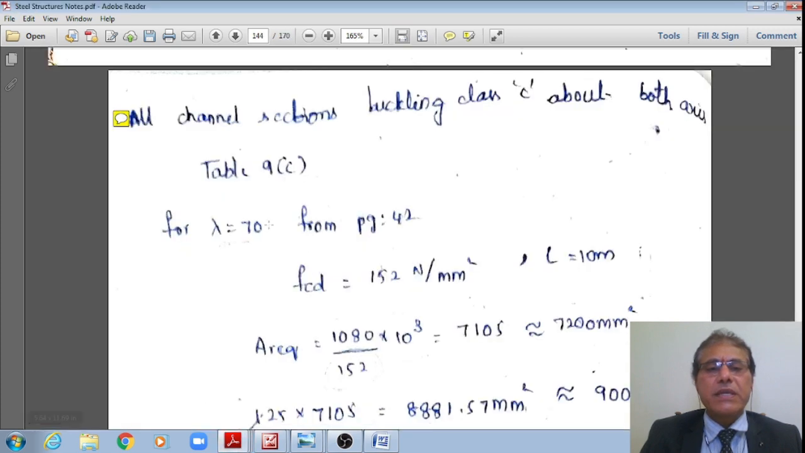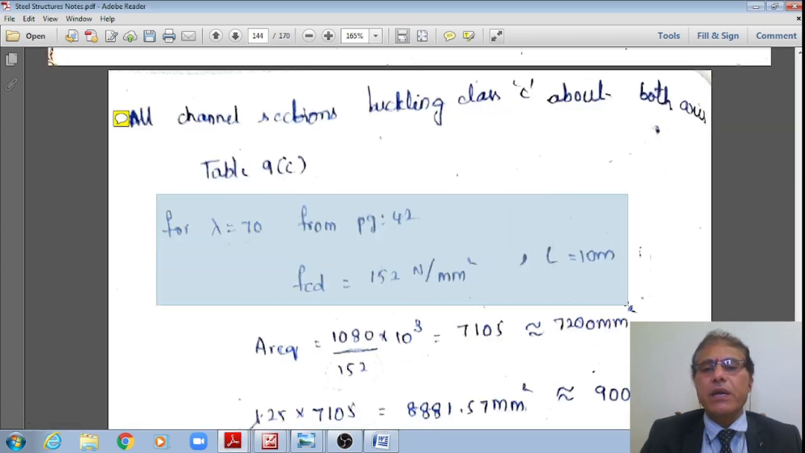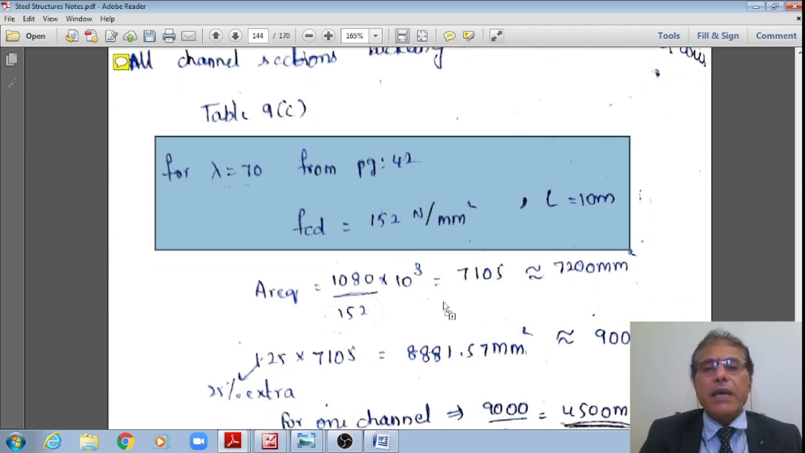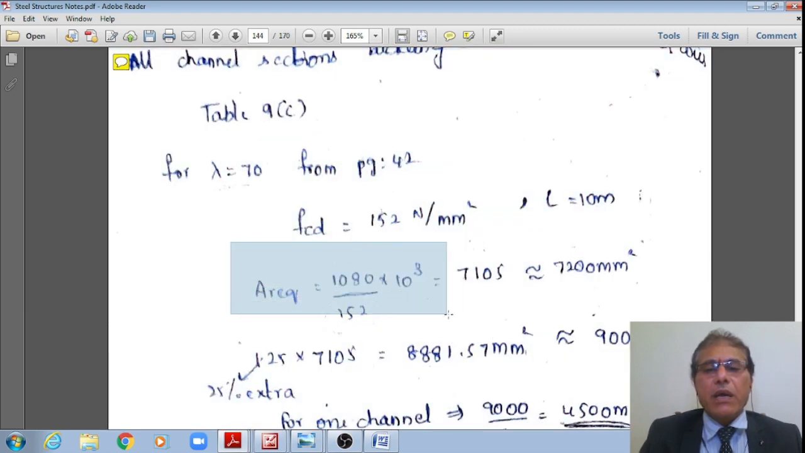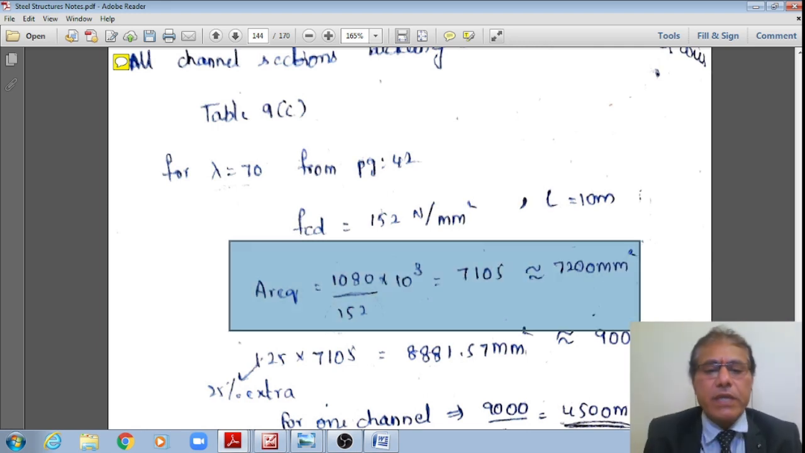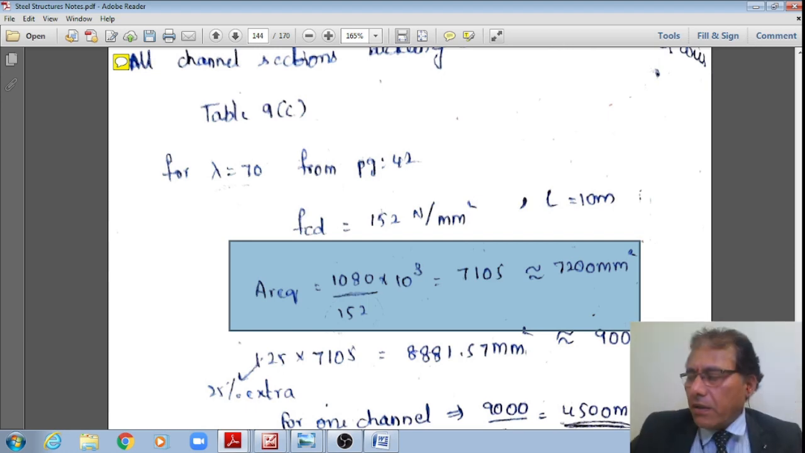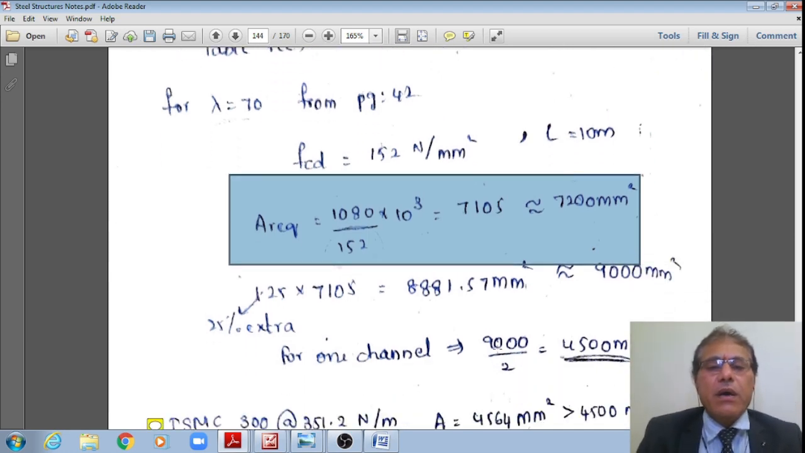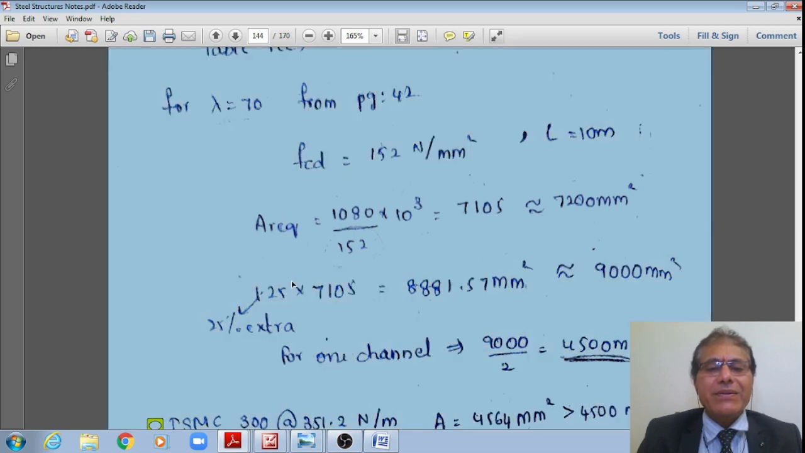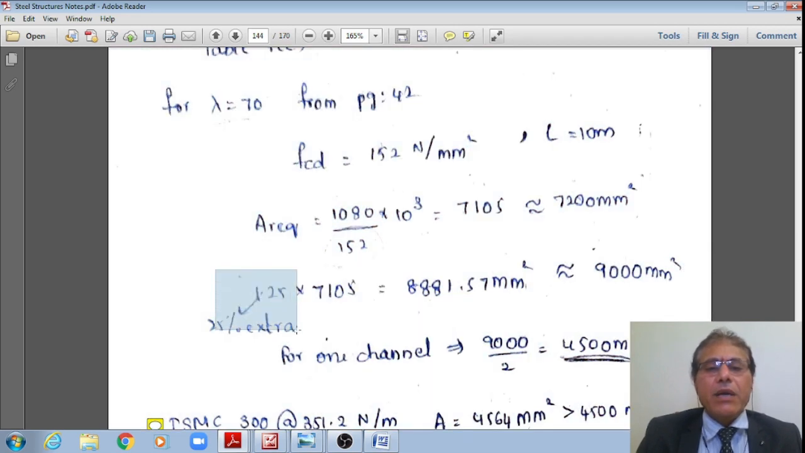Therefore, once I know this design compressive stress, this value is noted. The area required is equal to 1100 divided by 152. Now it works out to approximately 7237. However, for trial section, I'll increase this area by 25 to 50 percentage. Now I am increasing by 25 percentage, student.